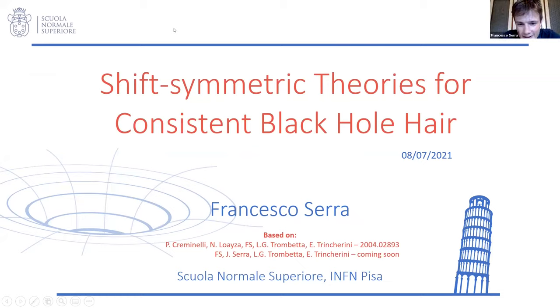Okay, first of all, thank you for having me here presenting, and thanks for the very interesting conference. What I'm going to tell you about is how modification of general relativity involving the addition of a shift symmetric scalar can affect black holes. In particular, I will focus on whether or not there are shift symmetric theories in which a static black hole can be surrounded by a non-trivial scalar configuration.